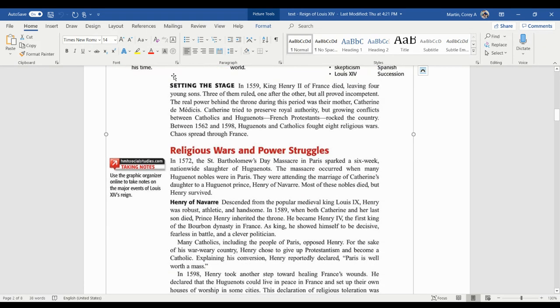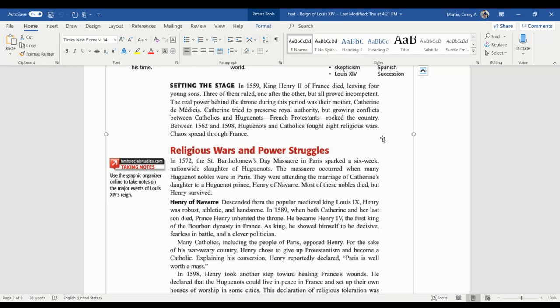Okay, so setting the stage. In 1559, Henry II of France died, leaving 4 young sons. 3 of them ruled, one after the other, but all proved incompetent. The real power behind the throne during this period was their mother, Catherine de Medicis.